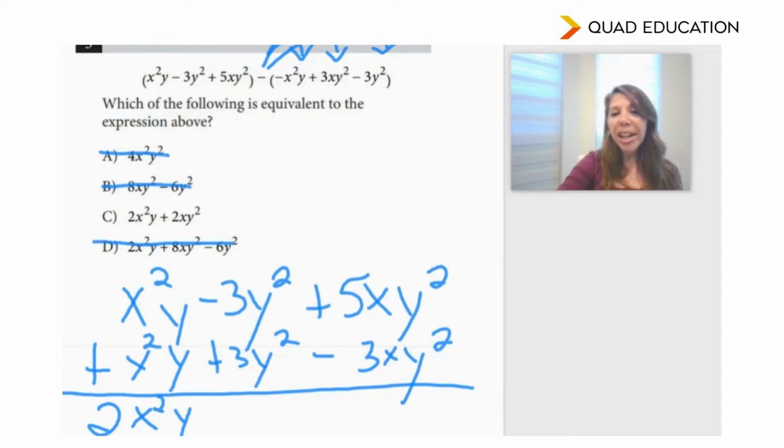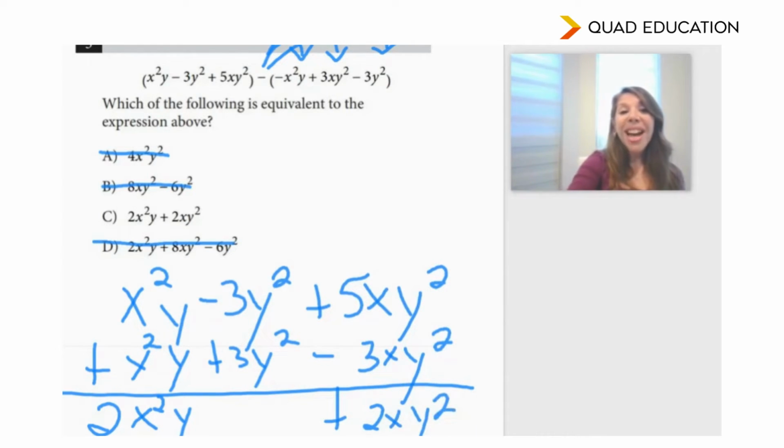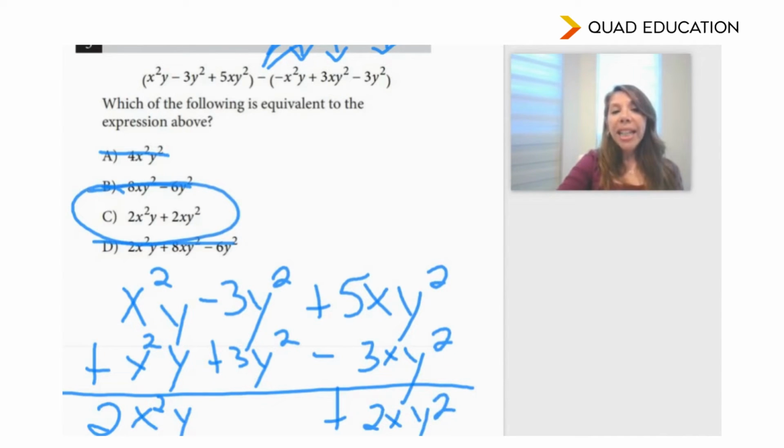But let's just double check. A 5xy squared and a negative 3xy squared is a positive 2xy squared. So that does correspond with choice C. So by taking the time to be methodical and line up our like terms together, it's a lot easier to make an accurate calculation and get this question correct. Let's look at another example.